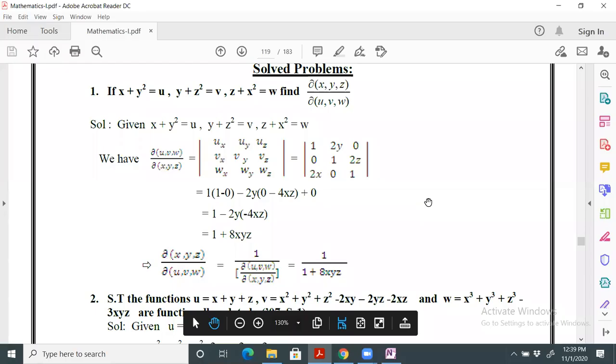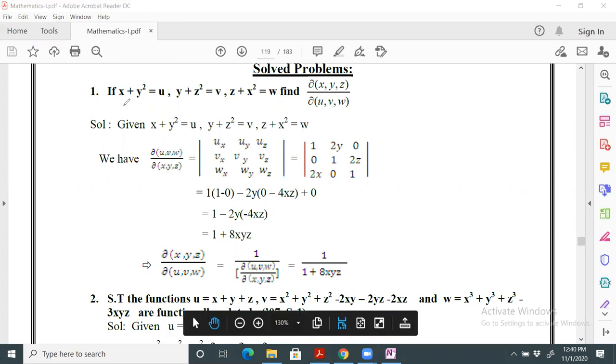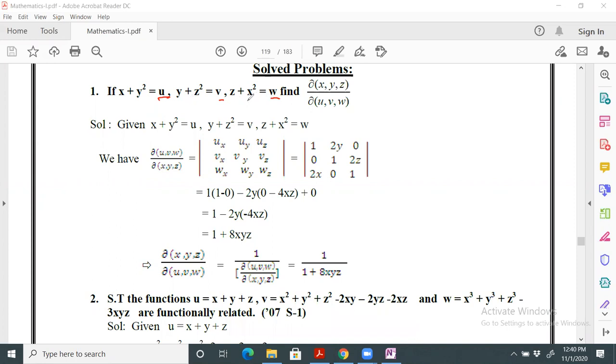So now I am going to discuss a problem on Jacobian. They have given here x plus y square is equal to u, a function in terms of x, y; v is given as a function in terms of y, z; w is given as a function in terms of x, z. So why should we take it like this separately? u, v, w are functions of x, y, z. Okay, I forgot to mention one point. I'll tell you later. So instead of finding this, we are going to find out one thing.